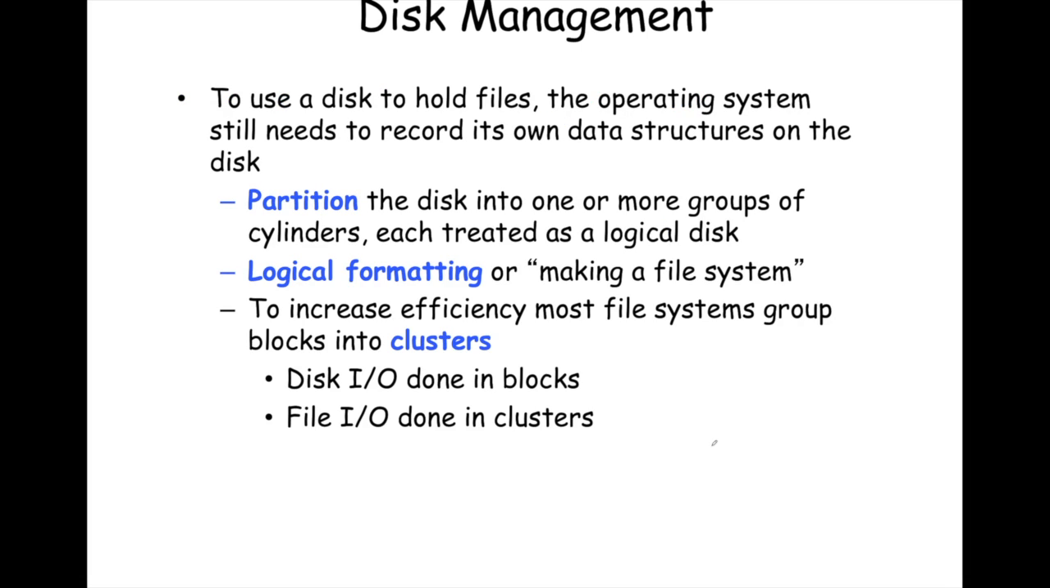So in order to hold files on a disk, the operating system still needs to record some of its own accounting on the disk. And this includes something called a partition. What a partition represents is you take your disk and you divide it up into one or more groups of cylinders, and each group is treated as if it were a separate logical disk. And so when you do logical formatting, or making a file system, you're increasing the efficiency by grouping blocks into what are called clusters.